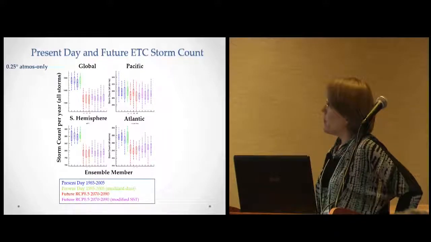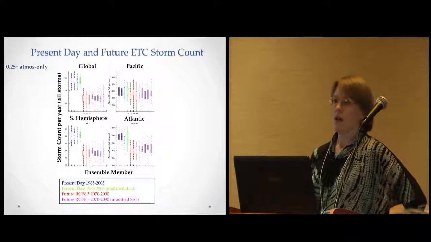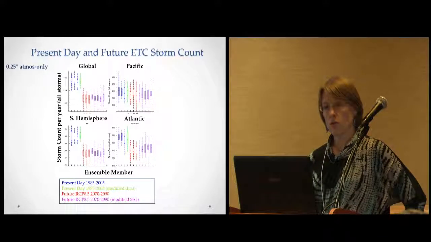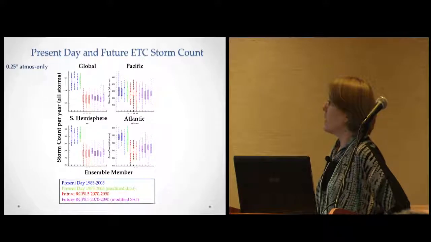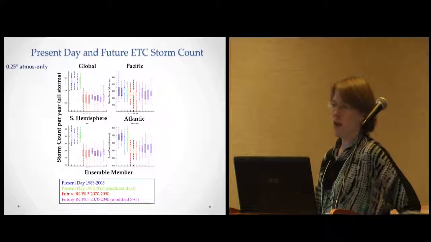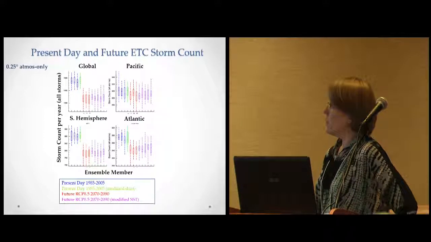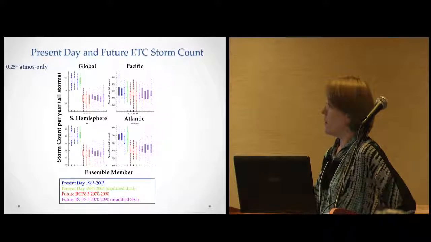So to give out the punchline, very much like tropical cyclones, we're finding that the future appears to have fewer mid-latitude storms than the present day. What you're looking at here are storm counts on the y-axis, and each one of these boxes is a different ensemble member from the simulations that we did. Blue and green are present day, and red and purple are future.